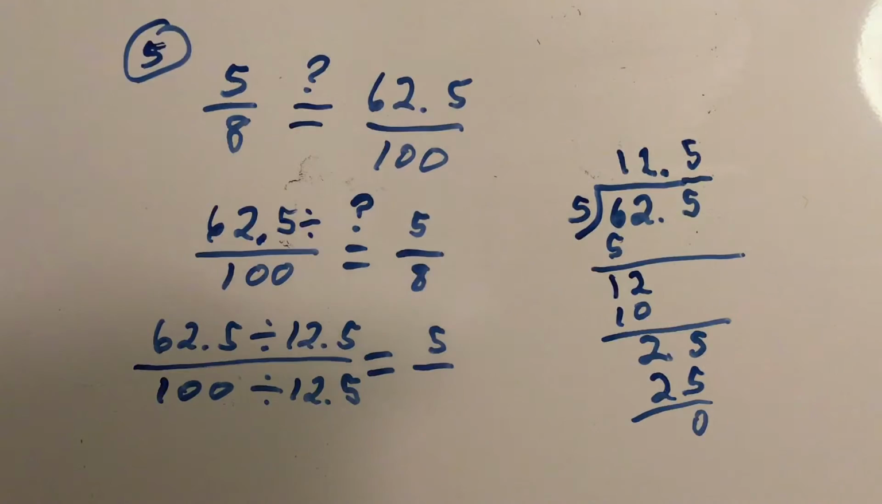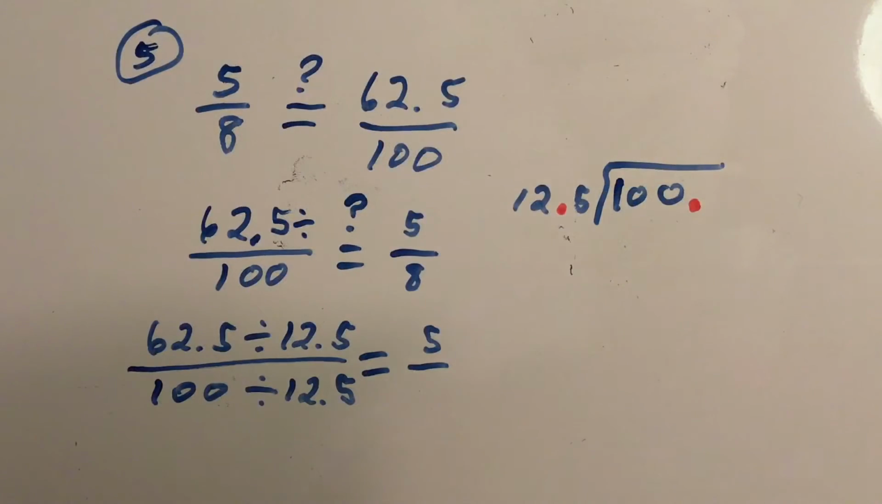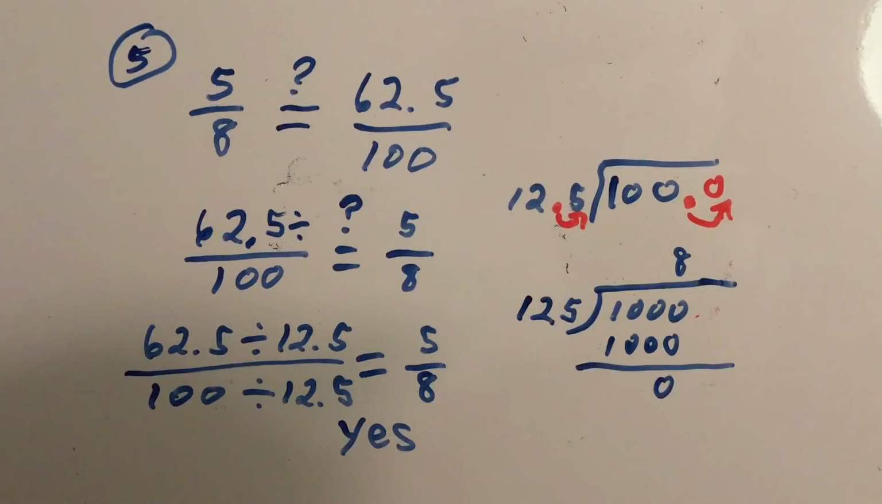Since we found out that 62 and 5/10 divided by 12 and 5/10 is equal to 5, now we need to find out if the denominator 100 divided by 12 and 5/10 is equal to 8. Well, let's find out. All right, so I set up my division on the side, and this time notice that I made the decimals in red just to show you guys what we must do before we start the division. Notice that since 1,000 divided by 125 is 8, then the answer for number 5 is yes.